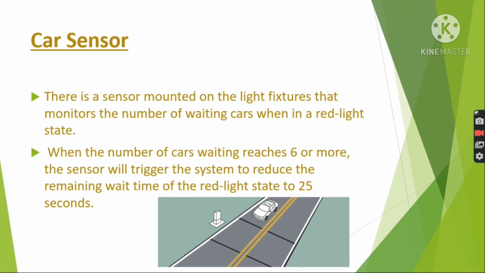Secondly, a car sensor is a feature that monitors the number of waiting cars when in a red light state. When the number of cars waiting reaches 6 or more, this sensor will trigger the system to reduce the remaining wait time of the red light state to 25 seconds.